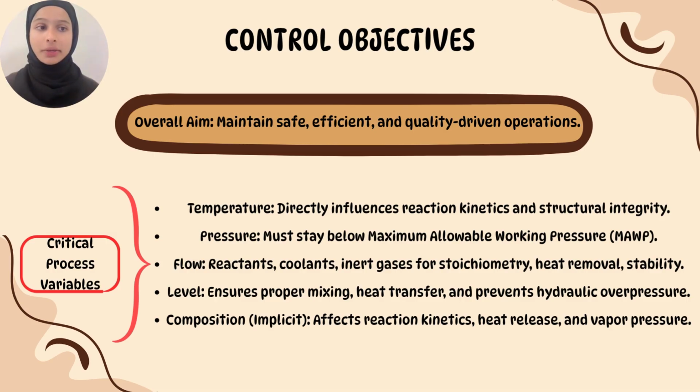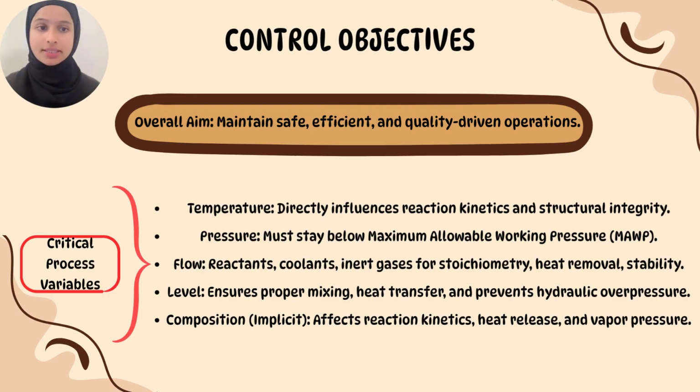After discussing why pressure safety systems are so vital for safety, legal, and environmental reasons, let's look at what exactly we need to control inside a chemical reactor. Our main goal is always to run things safely, efficiently, and with good quality. To do this, we focus on managing a few key things.